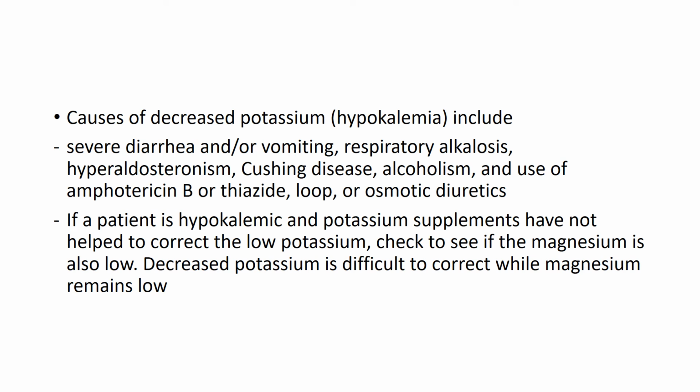The causes of decreased potassium or hypokalemia include severe diarrhea and or vomiting, respiratory alkalosis, hyperaldosteronism, Cushing disease, alcoholism, and the use of amphotericin B or thiazide, loop, or osmotic diuretics. If a patient is hypokalemic and potassium supplement have not helped to correct the low potassium, check to see if the magnesium is also low. Decreased potassium is difficult to correct while the magnesium remains low.